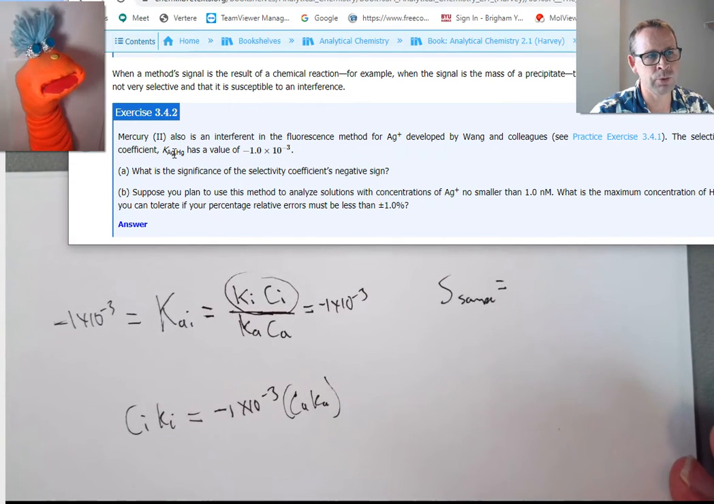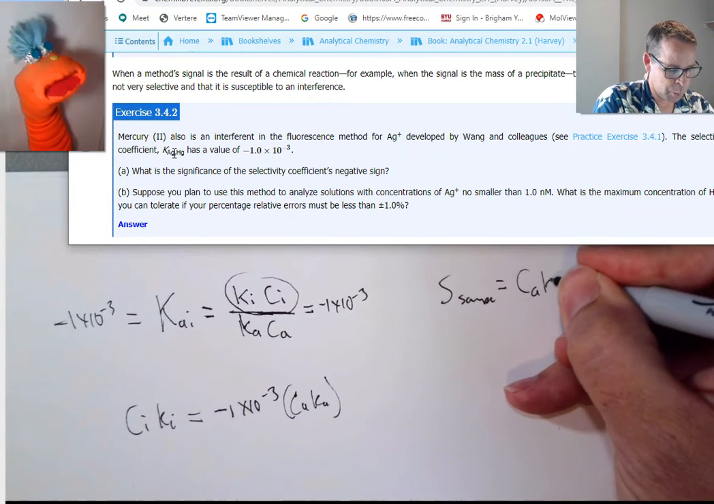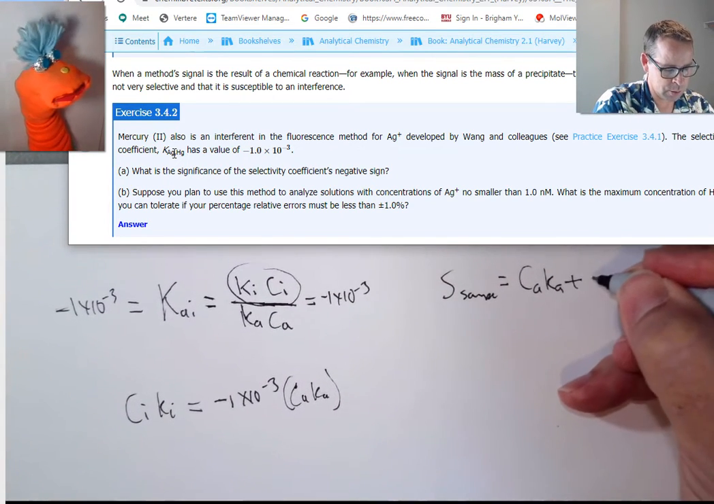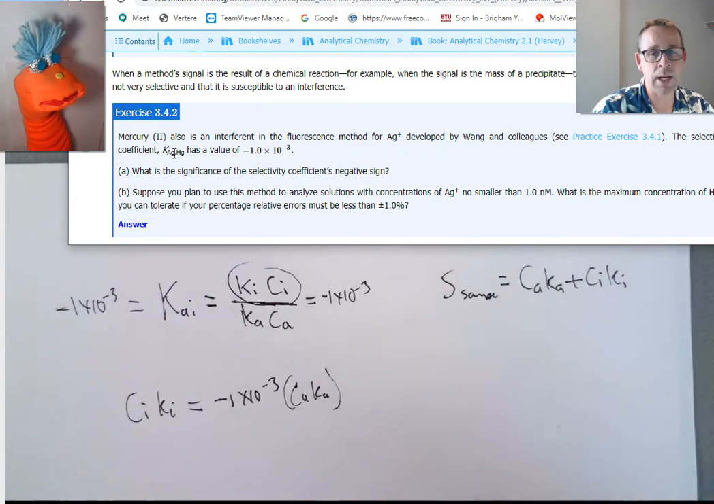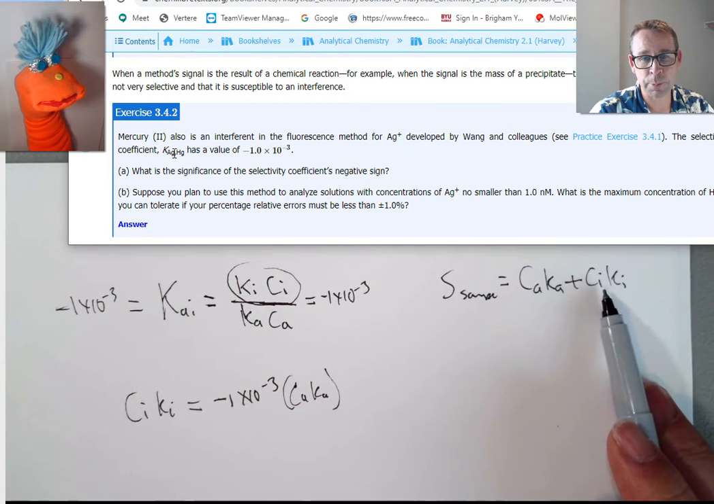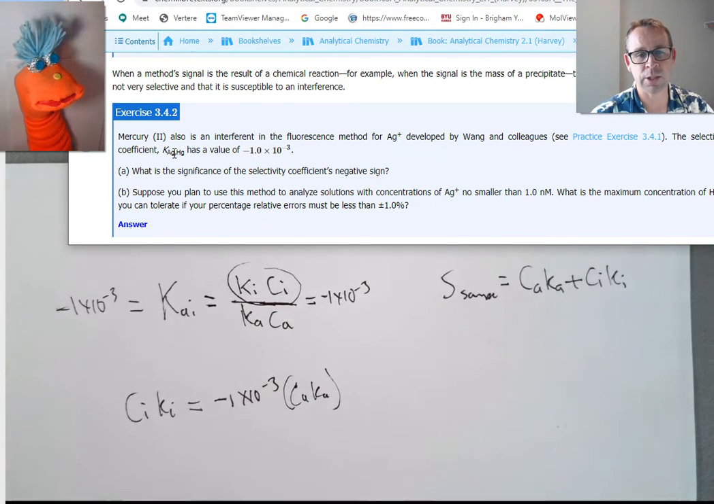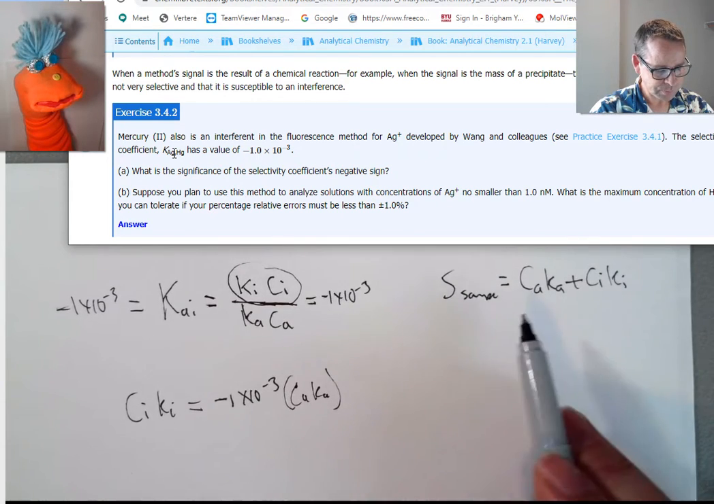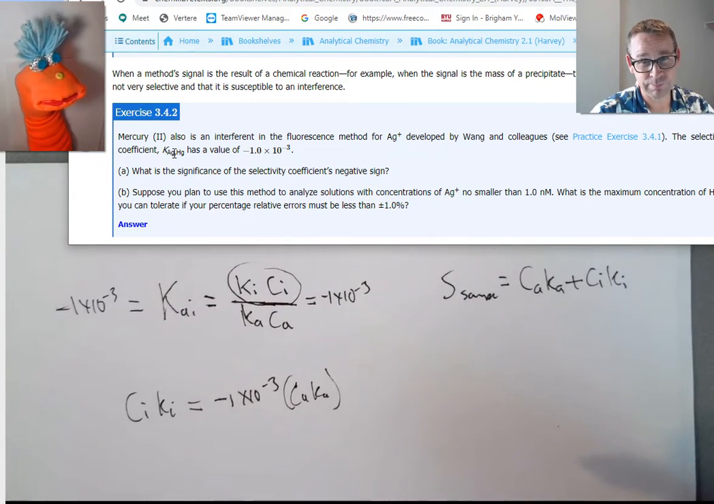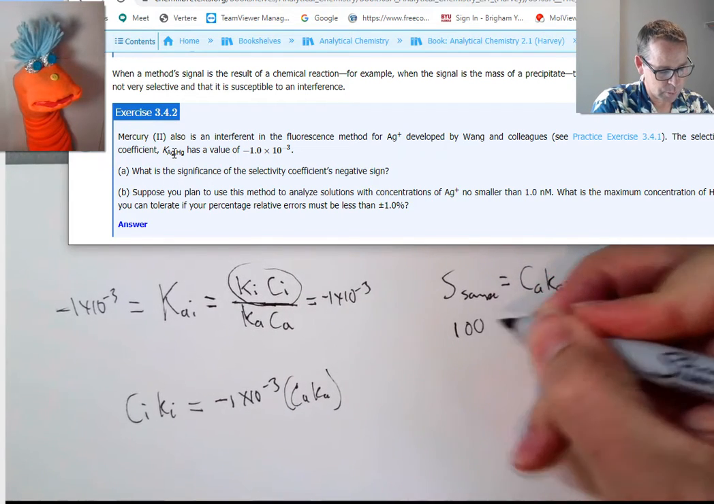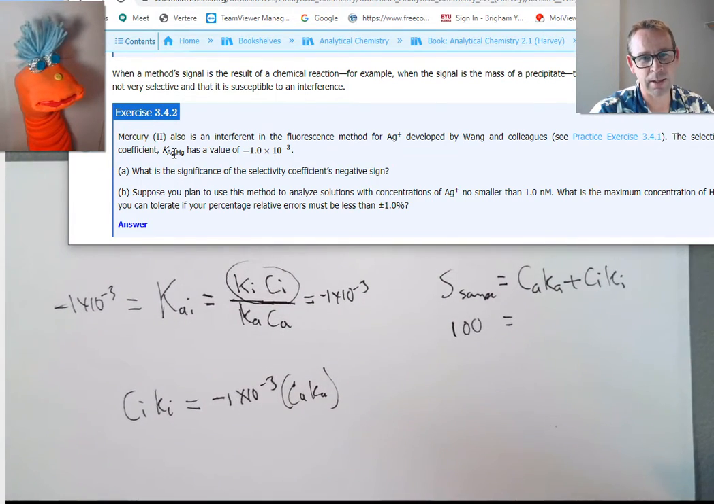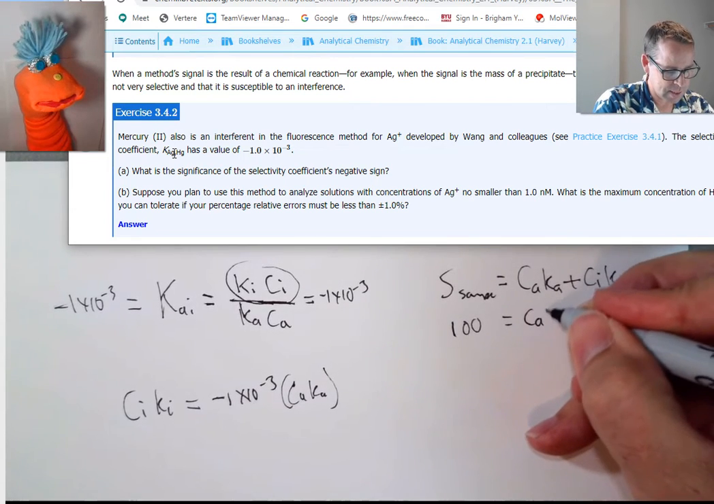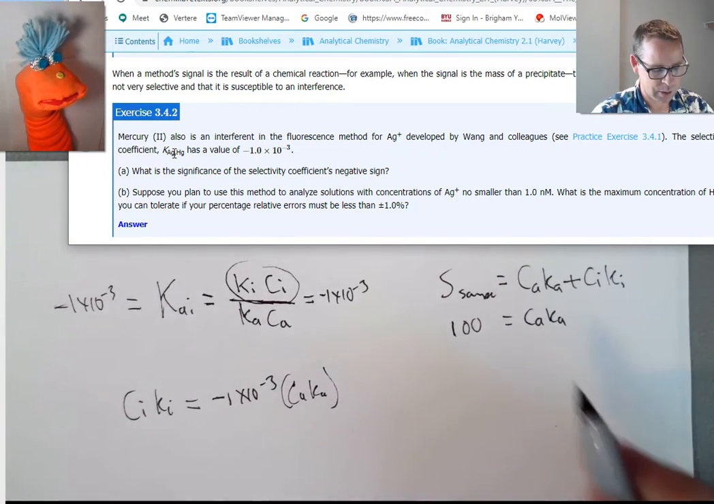The sample signal is the concentration of the analyte times the proportionality constant for the analyte, plus CI/KI. Very good. And CI/KI is, again, the concentration of the interferent times the proportionality constant for the interferent. Okay? So, S sample there. Let's say that for some sample, we got 100% signal for CA/KA from our concentration of analyte.